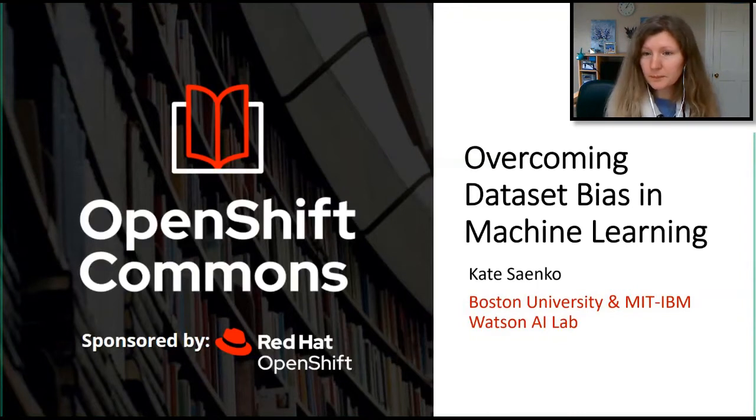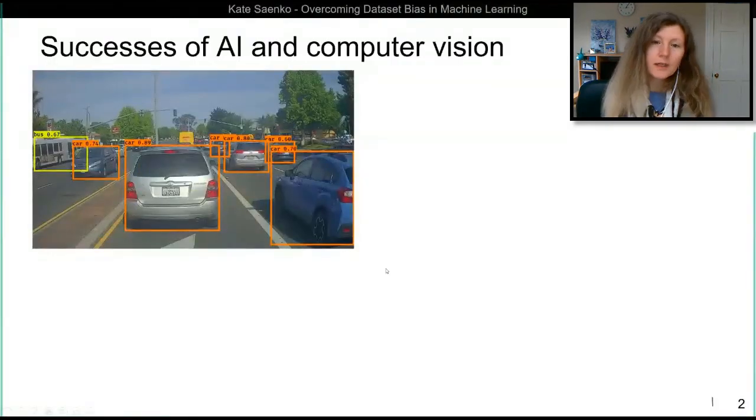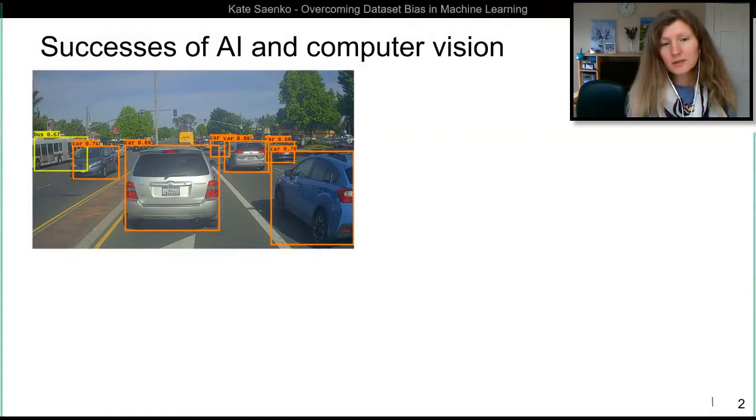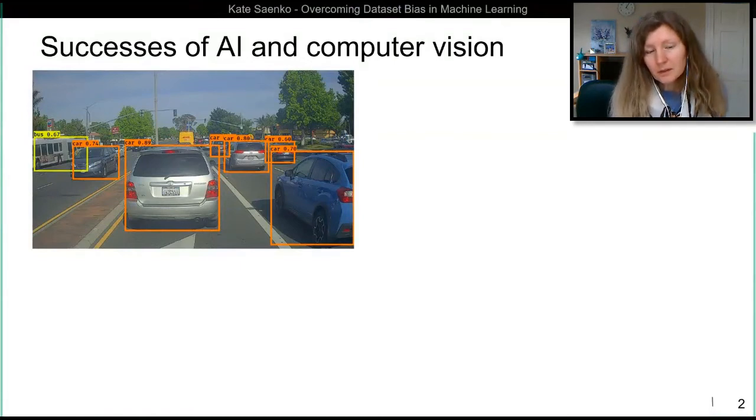So I'm going to start with talking about the success of AI and computer vision. Computer vision is AI technology that can analyze visual scenes, and you can see here an example of it applied to detecting cars and buses and pedestrians in images, and it's quite good and getting better.